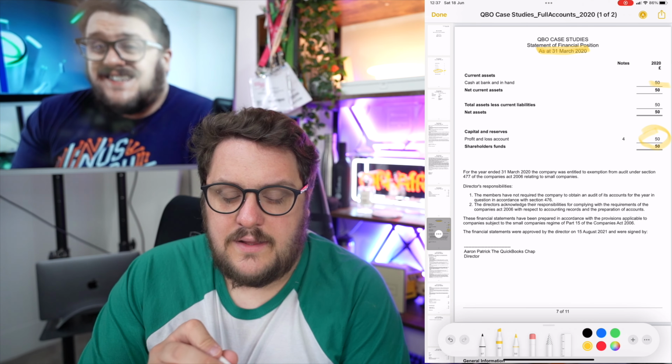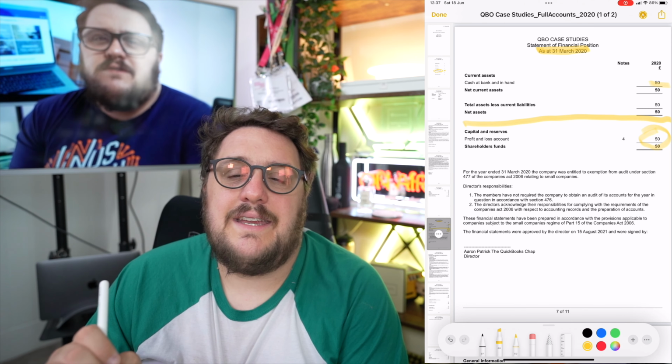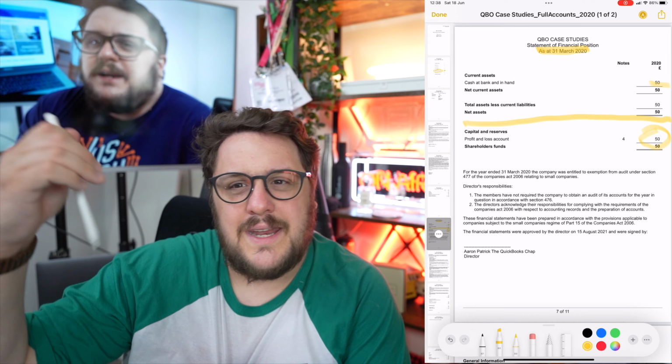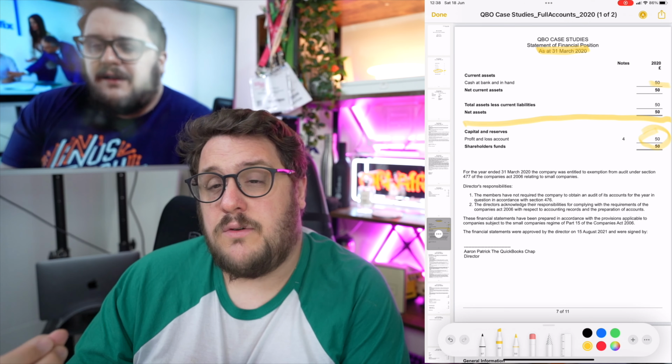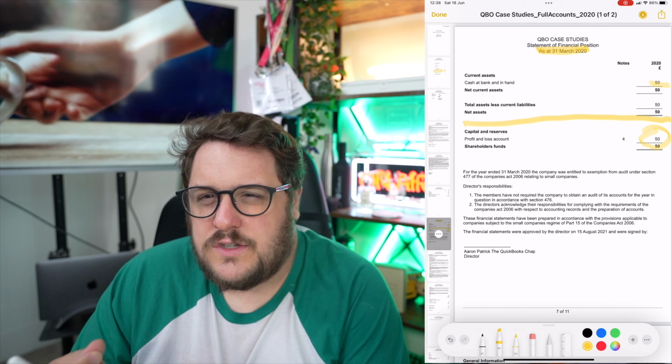And you'll notice here that there's this line. That line basically indicates that everything above the line is how much money you have available, and it comes to what's called your net assets. So again, in this case, just that £50 in your bank account. And then below the line is what you're going to do with it.